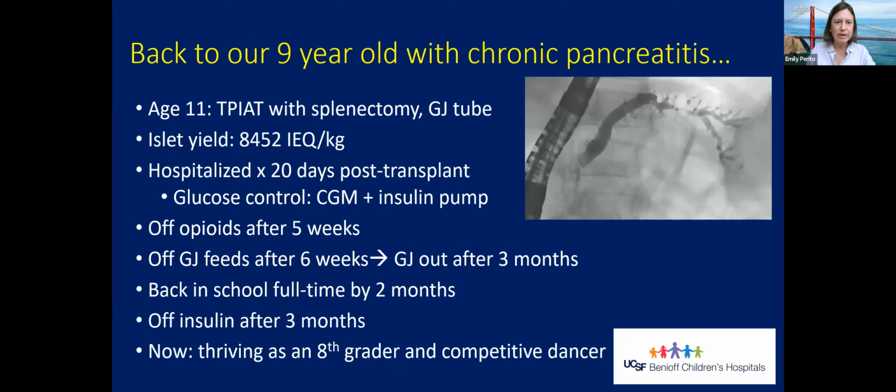So just to finish up, back to our 9-year-old with chronic pancreatitis, she did have at age 11 a TPIAT with splenectomy, and they all get GJ tubes placed at the time of TPIAT. This is temporary, usually about 6 months, sometimes less for kids, mostly because they have pretty significant gastroparesis that seems to develop. And so the GJ tube allows us to restart feeds and avoid TPN after TPIAT. And usually that's within the first 3-4 days after the surgery.